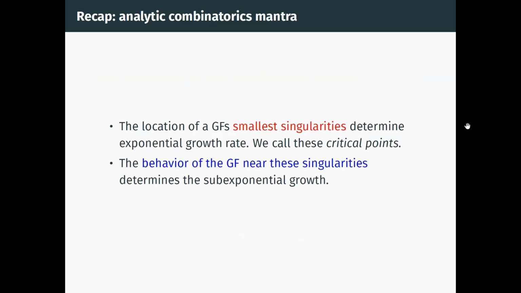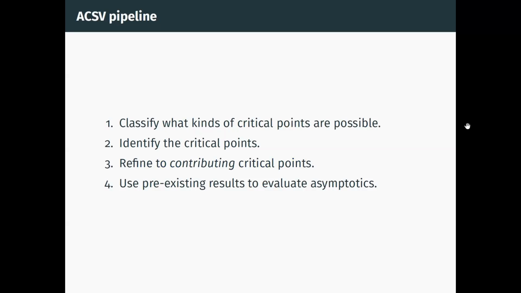Okay, and so then of course, as per usual, we'll have the location of the smallest singularities determining the exponential growth rate and the behavior near those singularities determining the sub-exponential growth rate. But we'll have to do a little bit of work in analytic combinatorics in several variables in order to identify what types of critical points there are. First we need to break down what types are possible and then identify what they actually are, and then refine to contributing critical points, and then we can use existing read-off results.